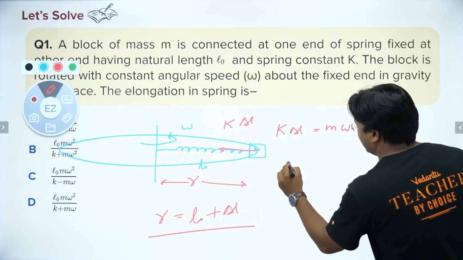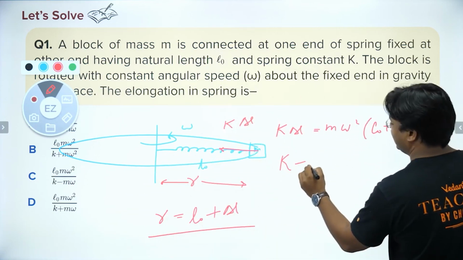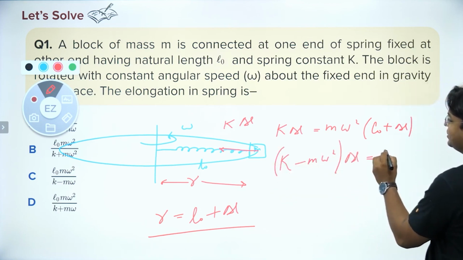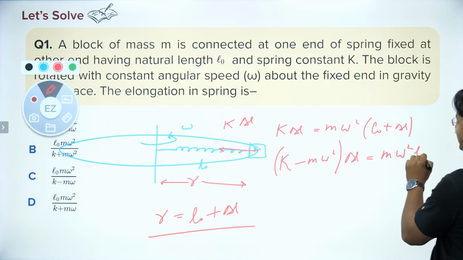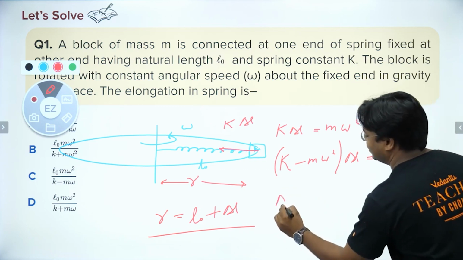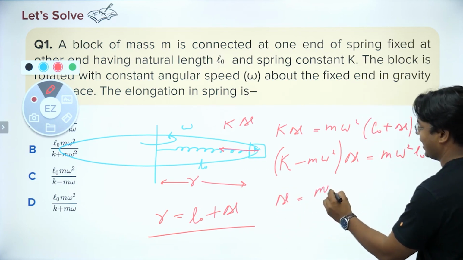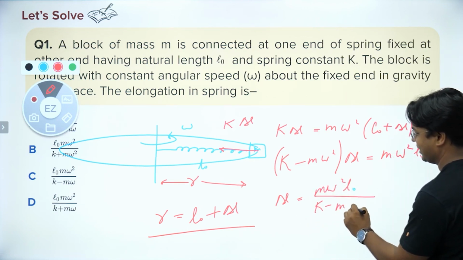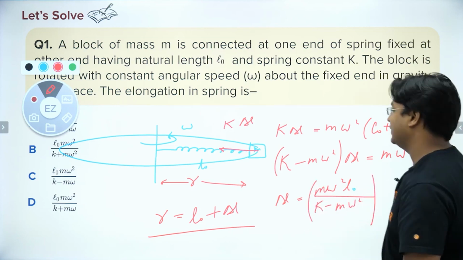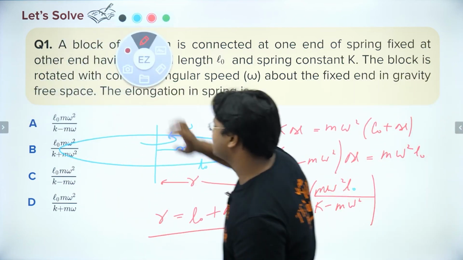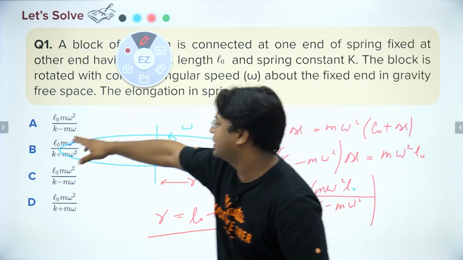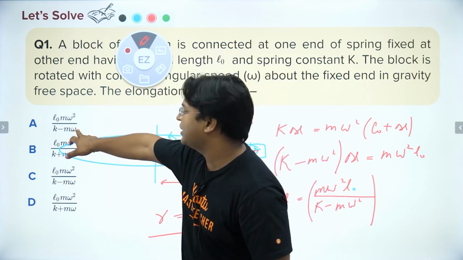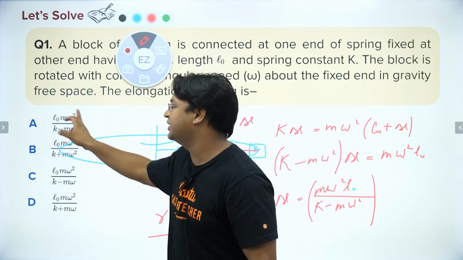So how do we do that? We write (K minus m omega square) into delta L is equal to m omega square into L0. So the value of delta L will be given as m omega square L0 divided by K minus m omega square. That will give you the result. I guess we have one of the options like this, which says m omega square L0 upon K minus m omega square. Okay, this should have been K minus m omega square. There has been a misprinting here.